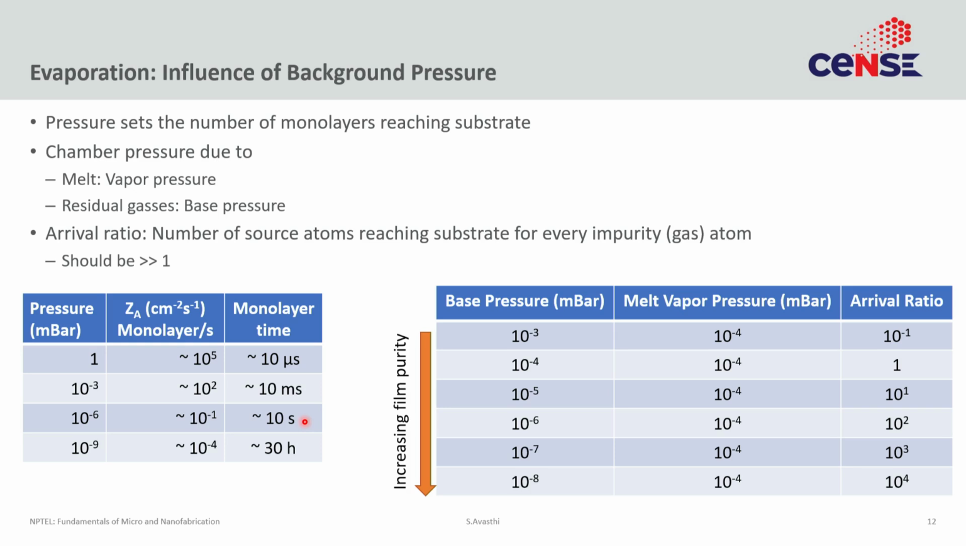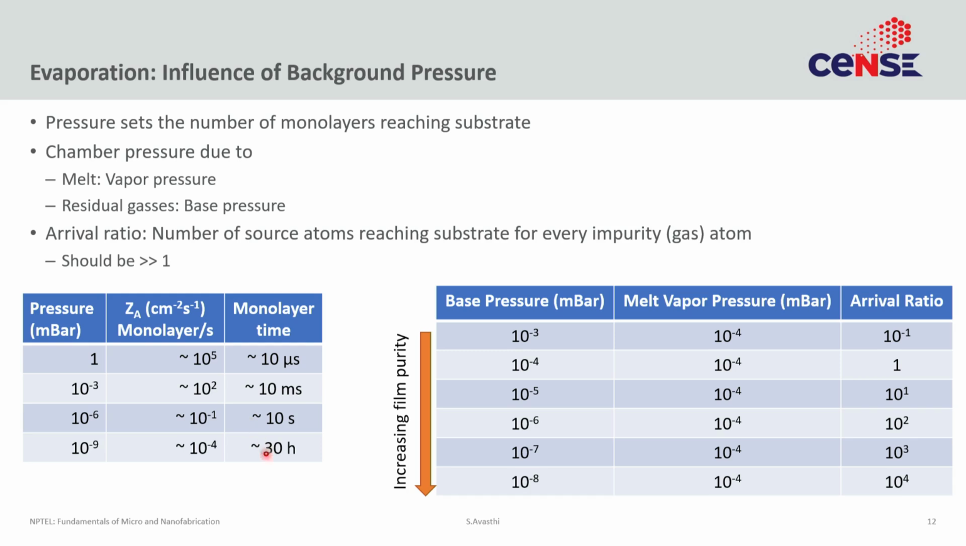So if you want a purer film, either you increase the growth rate, so you sort of evaporate faster, or you get a lower pressure, which increases your monolayer time. So within the same thickness and the same growth rate, you actually have a lower amount of impurities in your film.